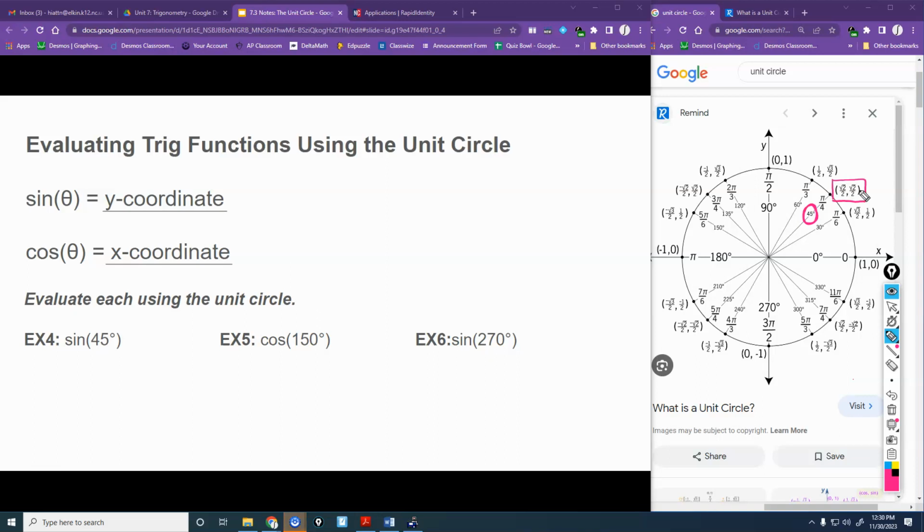Is sine my x-coordinate or my y-coordinate? It is my y-coordinate. So my y-coordinate right here is square root of 2 over 2. Okay? So the answer for this is square root of 2 over 2.